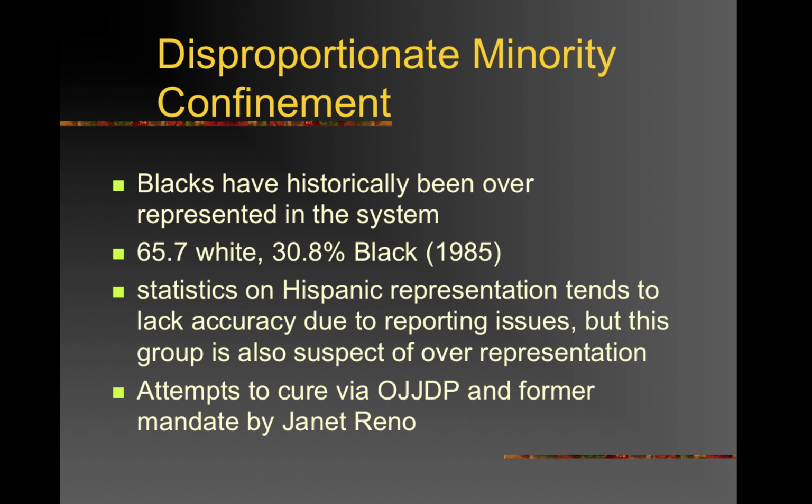And there's another trend that I mentioned earlier, and that's DMC. DMC refers to the fact that blacks are historically overrepresented in the juvenile justice system. This is true in adult corrections as well, that blacks are overrepresented at over double what they are in the actual population. This issue is considered critical enough that it's what is known as a core requirement mandate by the Office of Juvenile Justice and Delinquency Prevention, another federal agency.